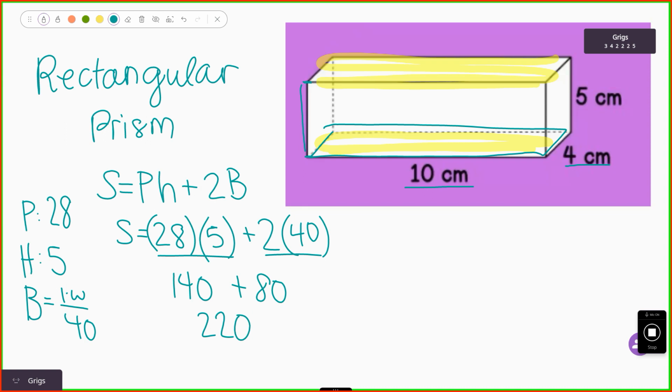Alright, centimeters squared, right? Yep. So my total surface area here is 220. How can I figure out the lateral? Because you can't solve the total without lateral. S equals pH. So within this formula, S equals pH is the formula for lateral. So when I plugged in 28 for perimeter and 5 for height, and multiplied it out, it got me 140. So the lateral, just the sides, would be 140?